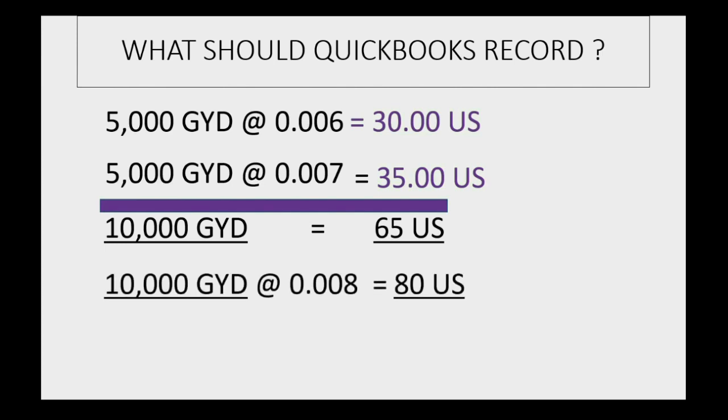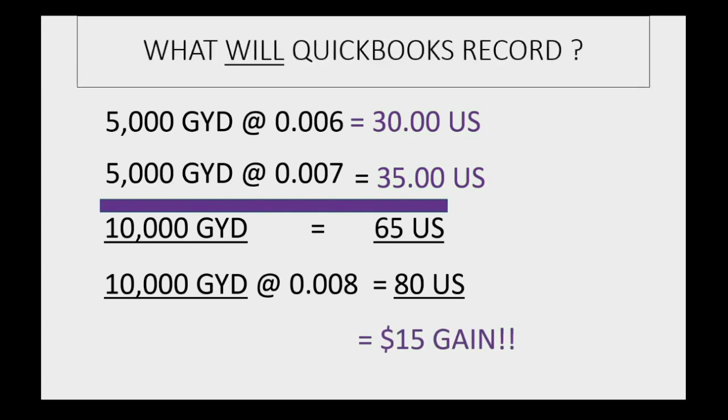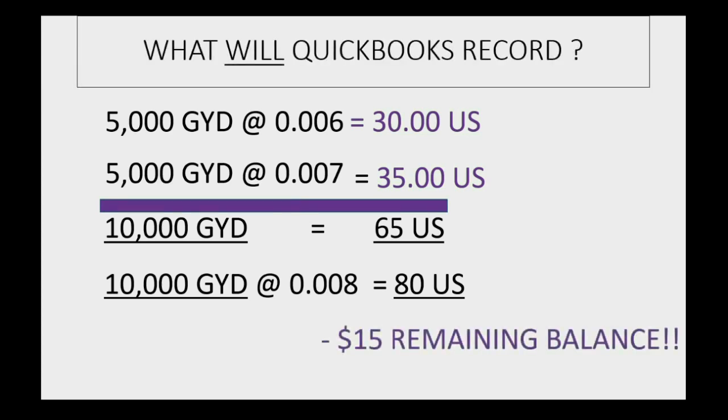So what should QuickBooks record? Well, it should record paying $80 for the expense, and you have a $15 gain at the moment you pay that expense. But what will it record? Instead of a $15 gain, it will instead put the bank balance as minus $15, even though you paid all of the Guyana dollars out of the bank account.